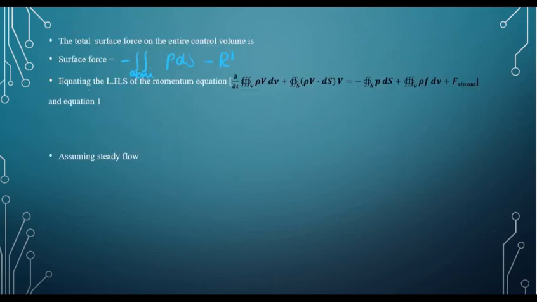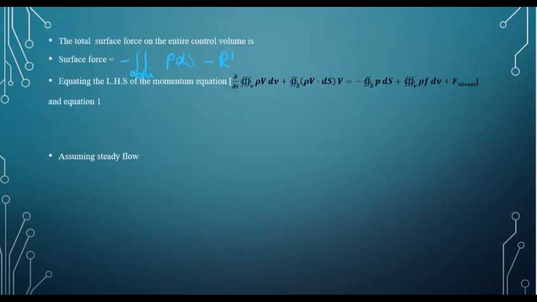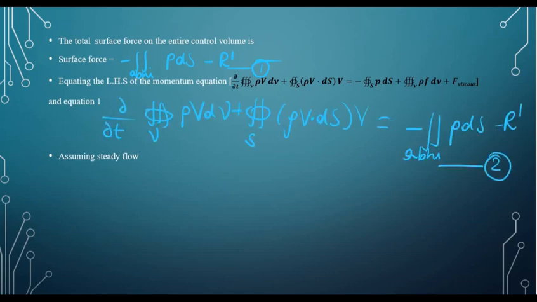Coming back to our equation, this is the total surface force on the entire outer control volume, ABHI. So let us name this as equation 1. Proceeding further in our derivation, we will consider the left hand side of the momentum equation, and we will equate that to equation 1. So the left hand side is given by this part of the equation, and this is our equation 2 once we equate them.